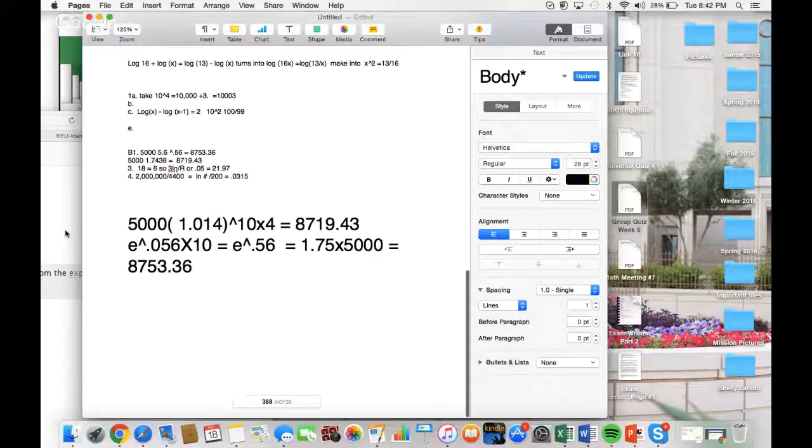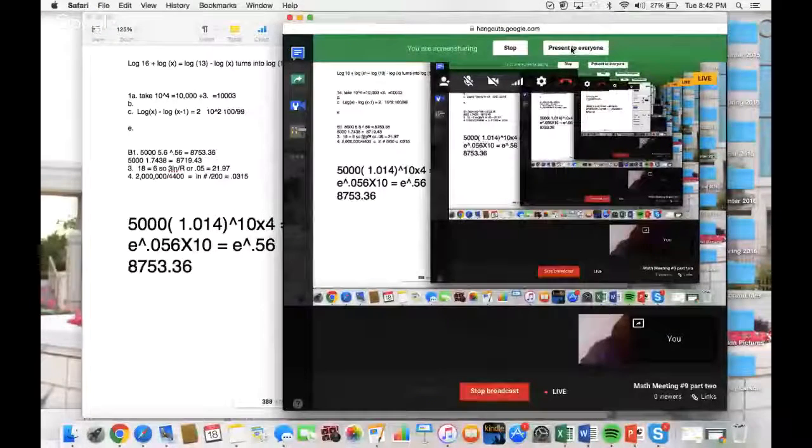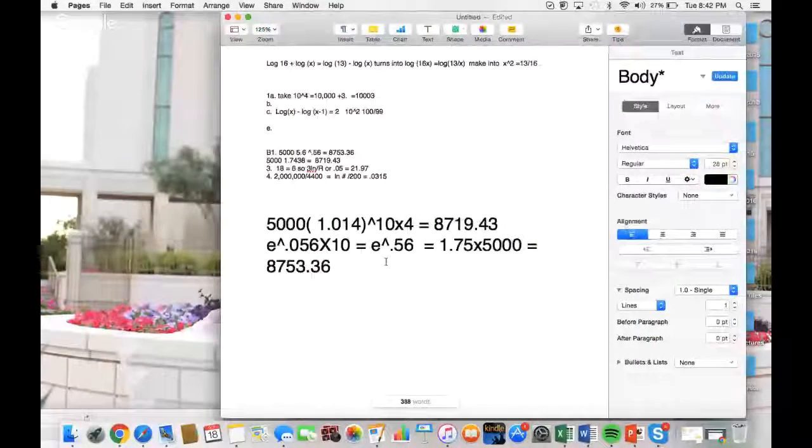Hold on. Oh, I was like, it just went dark. Oh, sorry. I stopped screen sharing. My bad. That's okay. Yeah, that's what I got. Sweet.